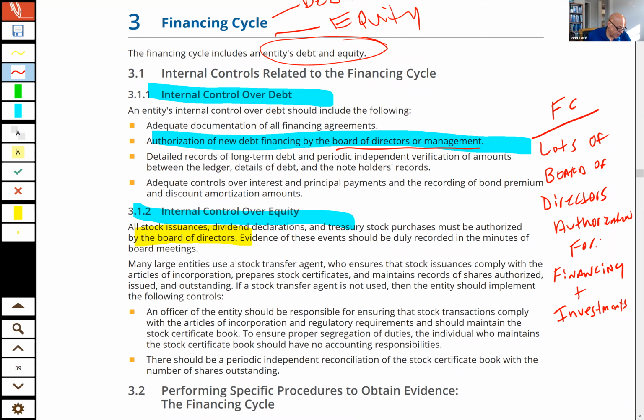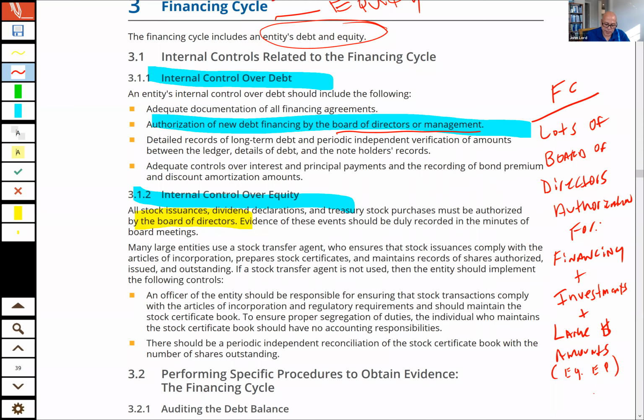And what? And large dollar amounts. And I want you to put in here, e.g. equipment. Okay, so notice it says e.g. equipment. So let me read that back to you. I know that's hard to read. Lots of board of directors authorization for what? Financing, investments, and large dollar amount items, e.g.